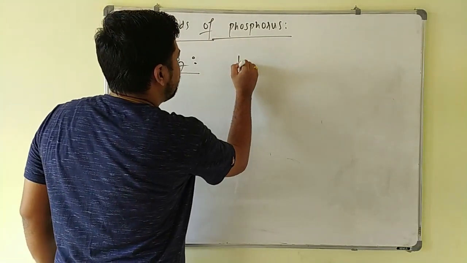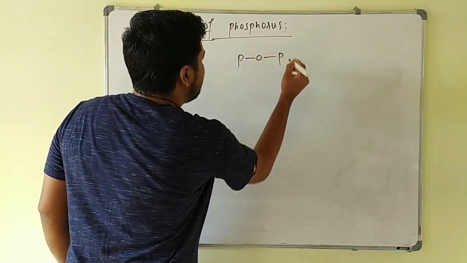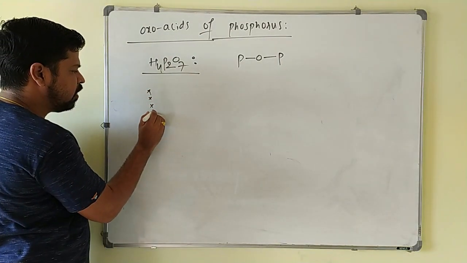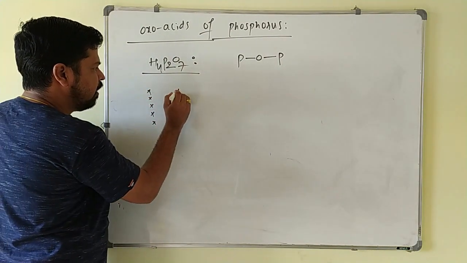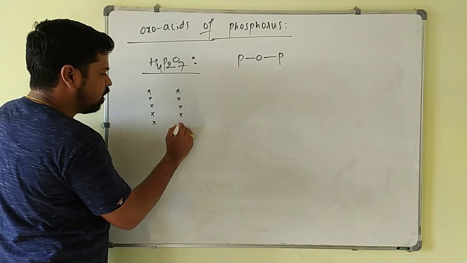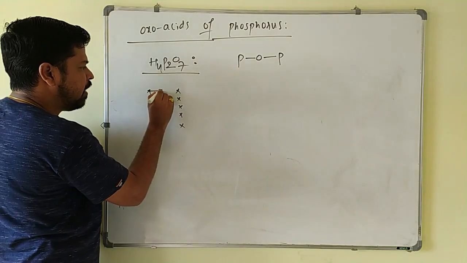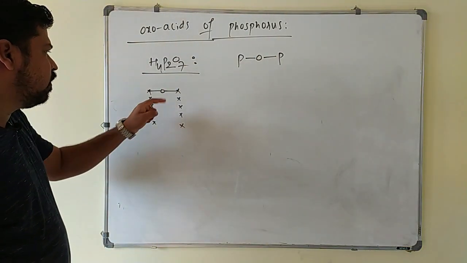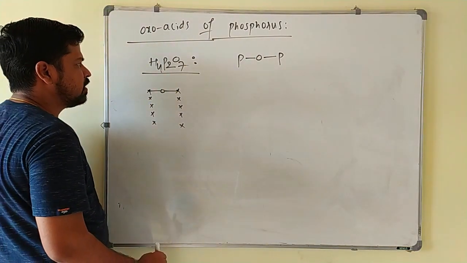Already we know that pyro means POP linkage must be there. 2 phosphorus atoms, we will write the valence electrons of each phosphorus atom 5, and here also 5 valence electrons. Okay. 2 phosphorus atoms are connected by an oxygen. So by utilizing 1 electron of each phosphorus atom, we will write 1 oxygen between the two phosphorus atoms.